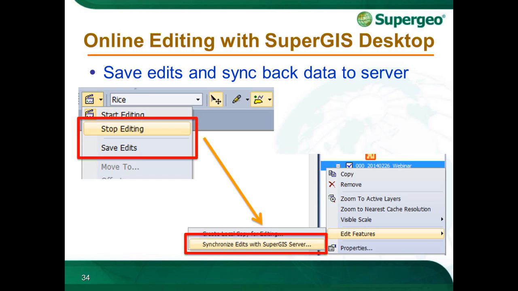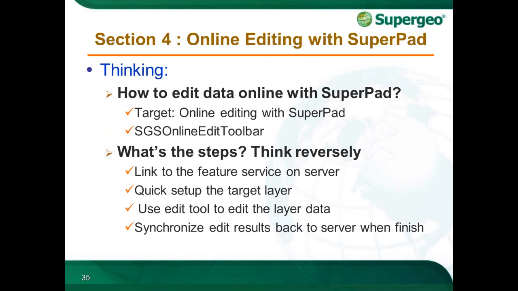So it is quite important that you create a local copy before you start on the online editing, and do the simple editing just as the offline one. You can simply use the edit tool to do some editing, and don't forget to synchronize the edits with the SuperGIS server back. This is quite important.